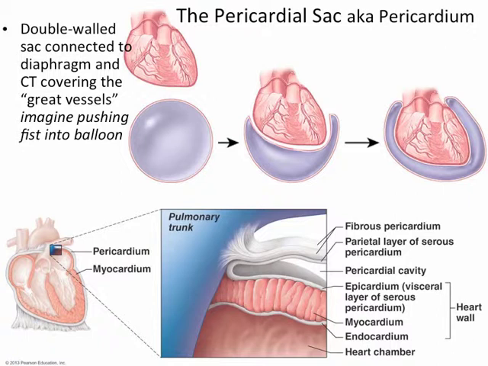And then you can also see on top of the parietal layer of the serous pericardium is a fibrous pericardium. So actually the pericardium has two layers: a fibrous pericardium made up of connective tissue fibers, mostly collagen, to make the sac tough, and then deep to the fibrous pericardium is the serous pericardium. And then right on top of the heart is the epicardium.